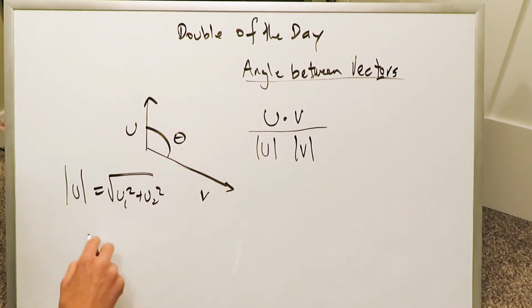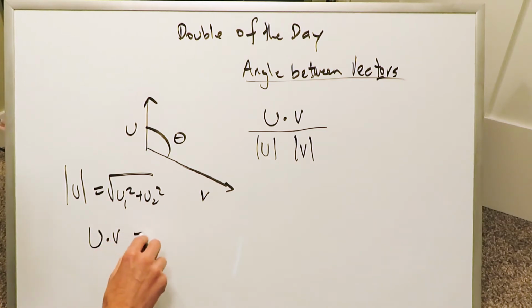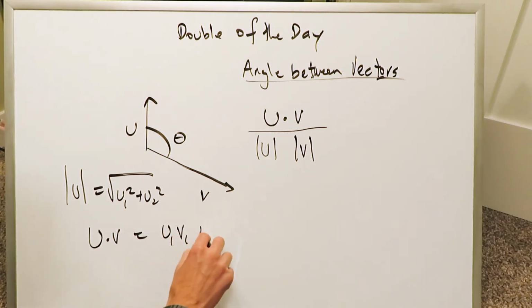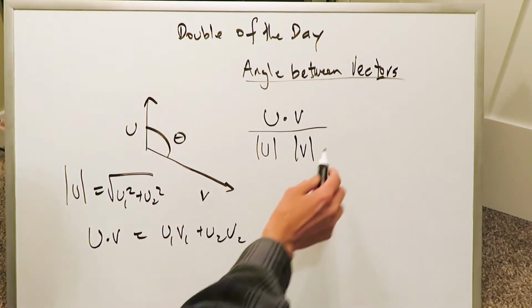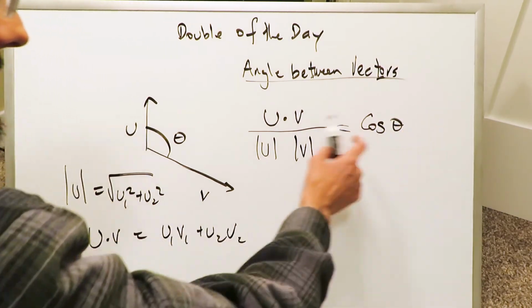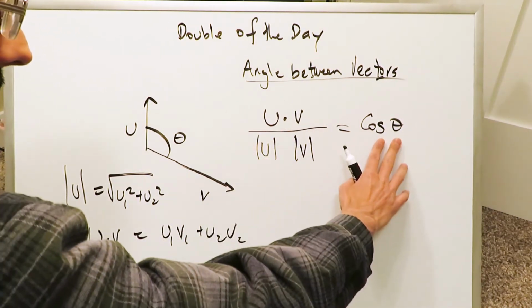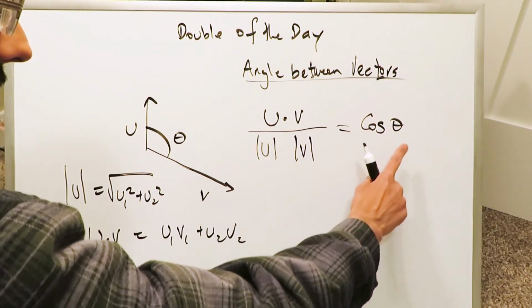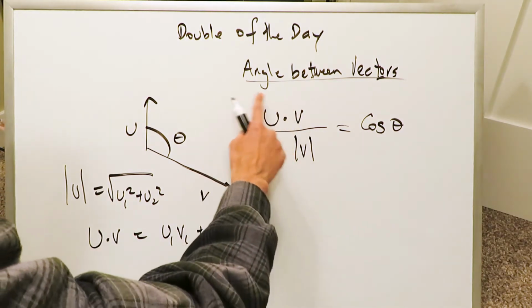You know the dot product for any two vectors is equal to what? It's equal to u1 v1 plus u2 v2. These are the formulas that you need to know to help you determine this. The formula is completed by you looking at this quotient as being cosine theta. Then you solve for theta and you do the inverse cosine of all of this.